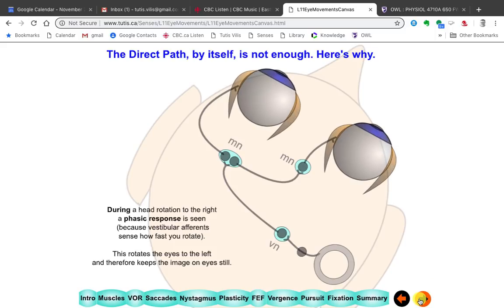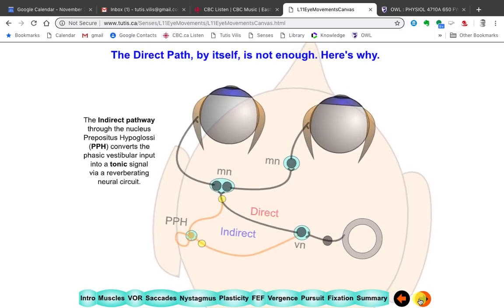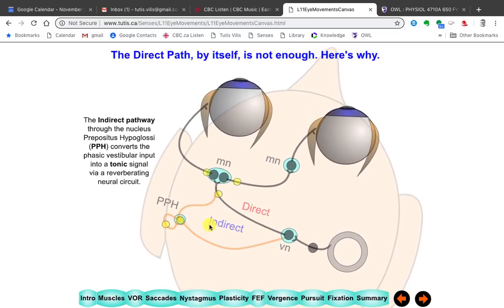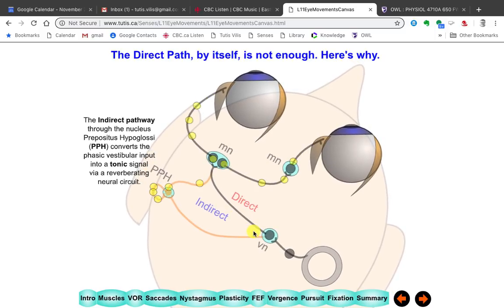So you need something else to help it out. And the thing to help it out is this thing called the indirect pathway. So this short one is the direct pathway, and this other one is the indirect pathway. Notice here now, the head has stopped turning. There's no more extra signal coming from the canal. But because of this little circuit, the action potentials keep going and keep this muscle contracted.